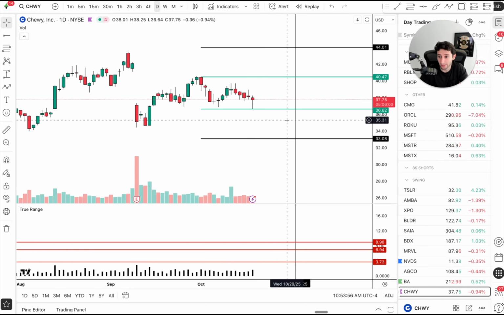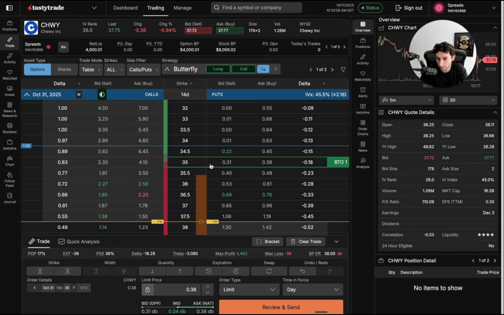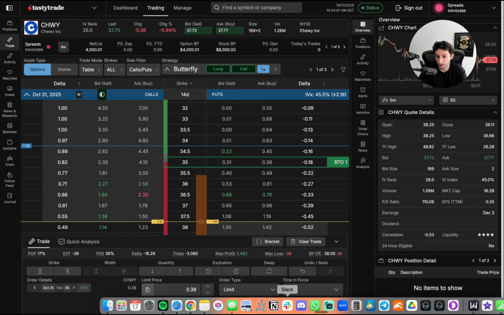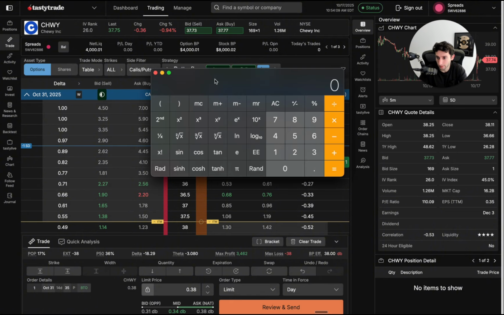And if we get the 35 puts, and we get to 33, it's a $2 difference. So these are going to be worth $2, and we buy them for 38 cents. If we do some quick math here, we make $200 divided by 38. We're going to make a 500% return simply by using this strategy.